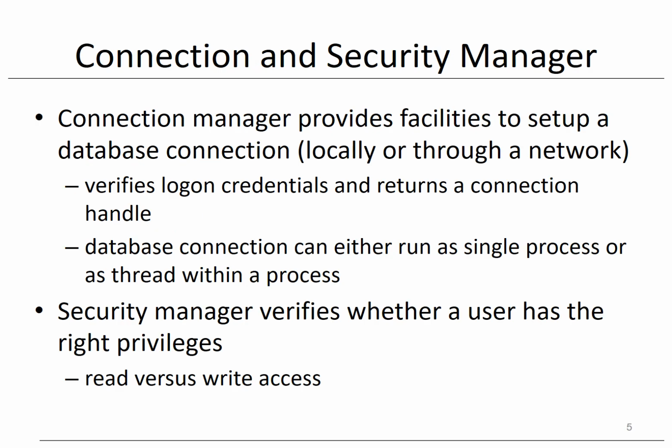The connection manager provides facilities to set up a database connection. It can be set up locally and through a network, which is more common. It verifies the logon credentials, such as username and password, and returns a connection handle. A database connection can either run as a single process or as a thread within a process. Remember, a thread represents an execution path within a process and represents the smallest unit of processor scheduling. Multiple threads can run within a process and share common resources such as memory.